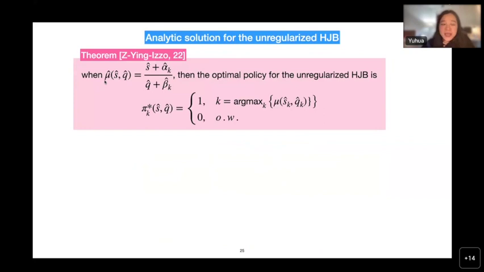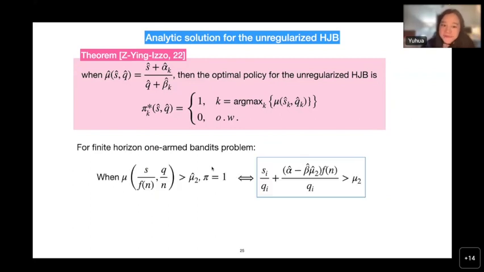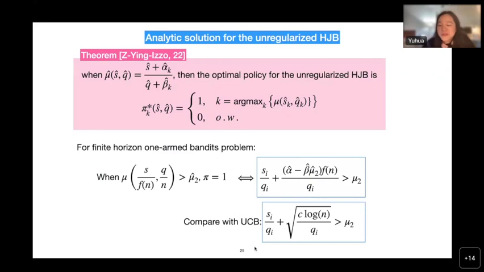And here's the theory. As long as the first moment is in this form, for the unregularized HJB equation, we will have an explicit policy, which will only depend on how large your mu is. To be more specific, if we apply this to the two-armed bandit problem, you end up with this policy: you pull the arm which has a bigger value of the empirical mean plus some term that is inversely proportional to the number of pulls, which has a very similar form to UCB.